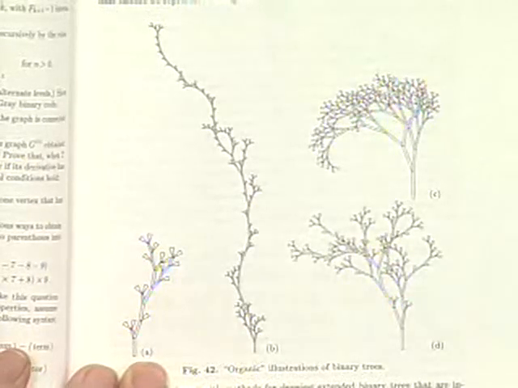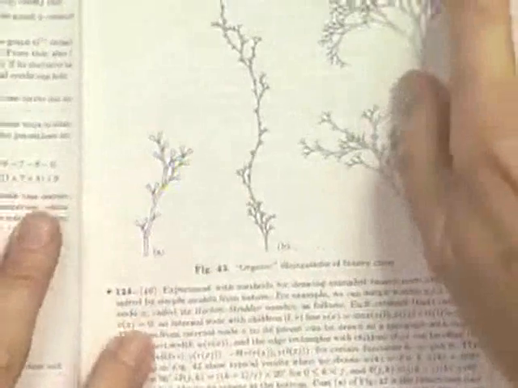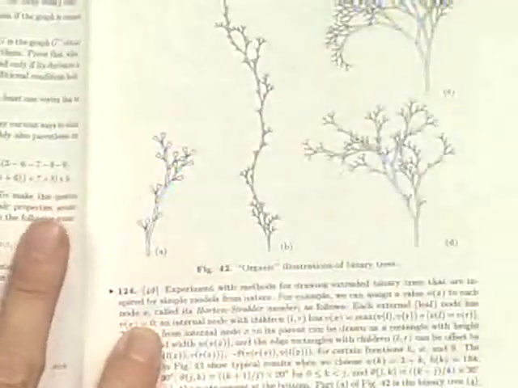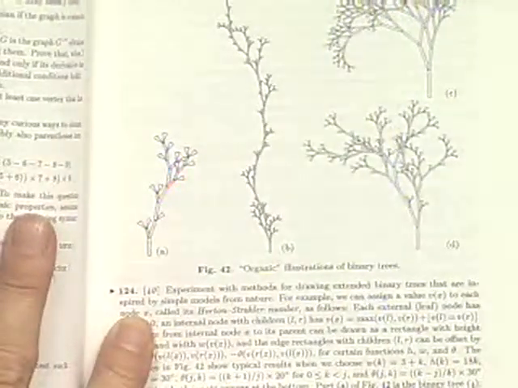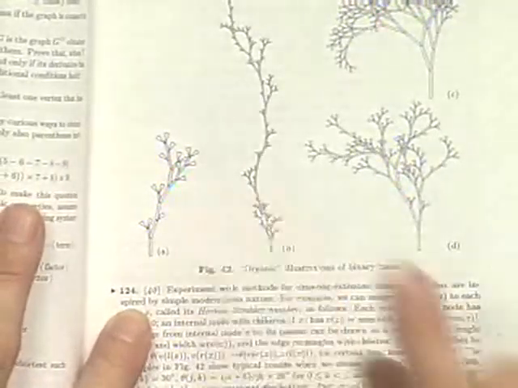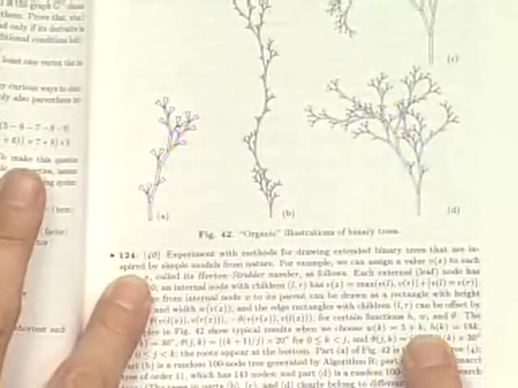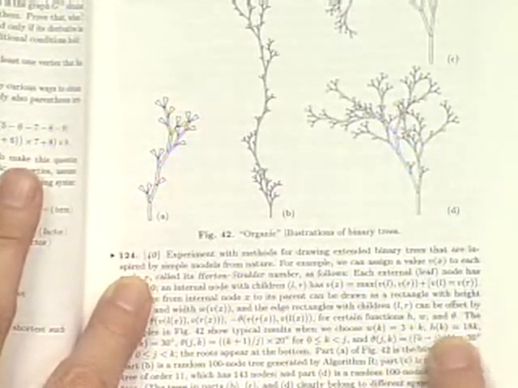biological looking trees from your computer with a very simple thing, which is explained here in exercise 124 on page 47 of this wonderful book. And it says you want to choose the width here to be 3 plus the order. So if you have something of order k, you make it 3 plus k. You make the length, the height of it, 18k.